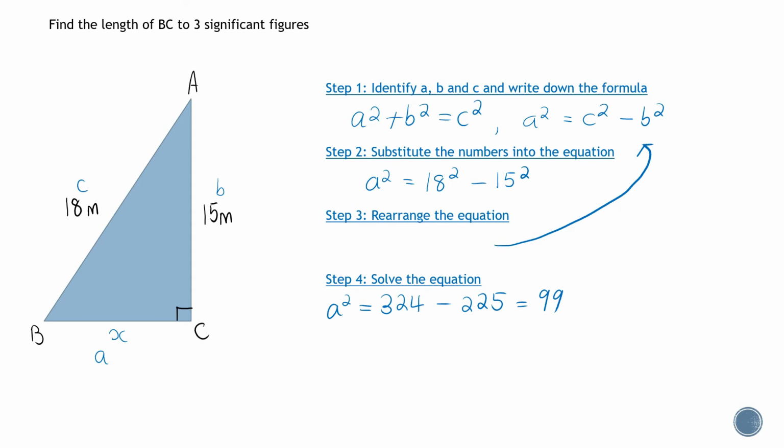So in order to get A by itself, because A squared equals 99, we need to square root both sides. A equals root 99, which is the equivalent to 9.9498 and so on. And the question asks for 3 significant figures, so I'm going to write A equals 9.95 meters, and there we have our answer.